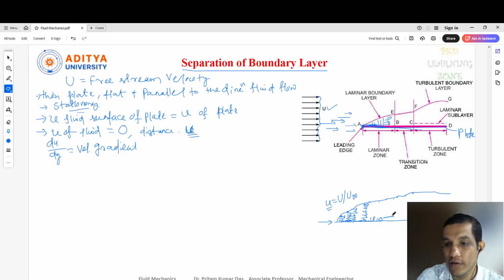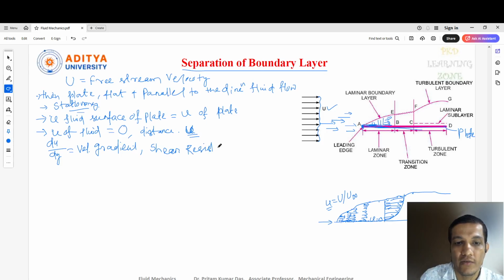How it is, like, here one layer, then another layer, then another layer. Like that, we'll get a lot of layers. And if you draw in the vertical here, then you can get a form like this. So everywhere the velocity layer will be formed like this. Now this velocity gradient will be formed near the surface of the plate. But this velocity gradient will develop a shear resistance. The shear resistance is nothing but what we have seen as the shear stress.